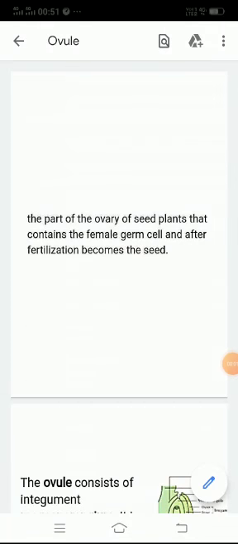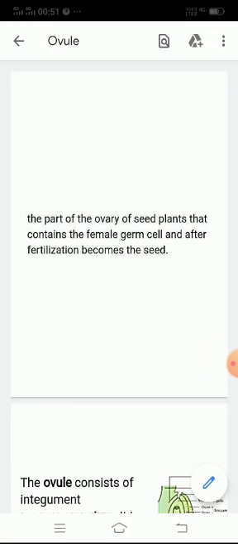Hello students. Now we are starting our new topic, that is ovule or megasporangia. It is also a very important topic. Now we will talk about the detailed structure of ovule or megasporangia. It is going to be a very simple and very interesting topic. So, do you know about ovule?